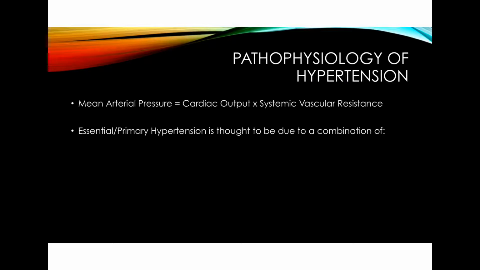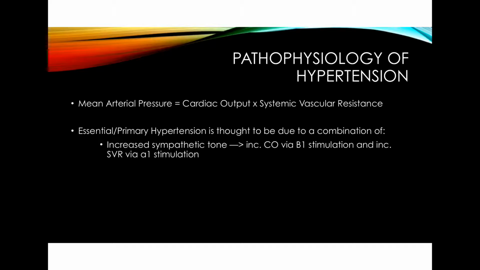We classically describe two different forms of hypertension. First, there's the essential or primary hypertension, and this is often ascribed to be a combination of elevated sympathetic tone, where cardiac output increases through beta-1 stimulation of the heart, and there's increased systemic vascular resistance as a result of alpha-1 stimulation of the smooth muscles in the blood vessels.